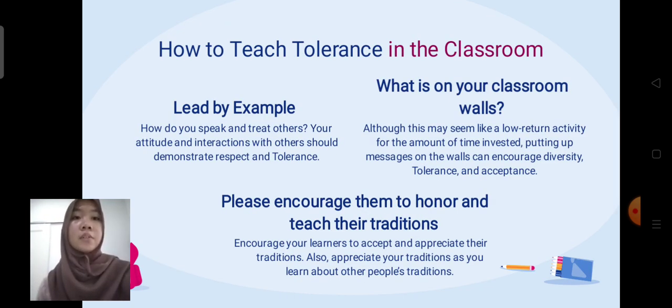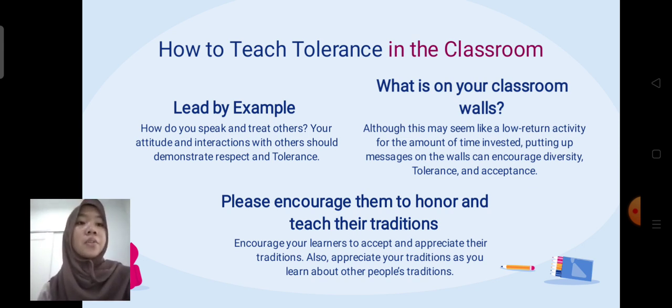Okay, how to teach tolerance in a classroom. First, lead by example. How do you speak and treat others? Your attitude and interactions with others should demonstrate respect and tolerance. As a teacher, you can mirror openness and respect by embracing empathy and compassion through your actions and words. Also, you can encourage your learners' self-confidence by celebrating their differences and teaching them about different cultures.